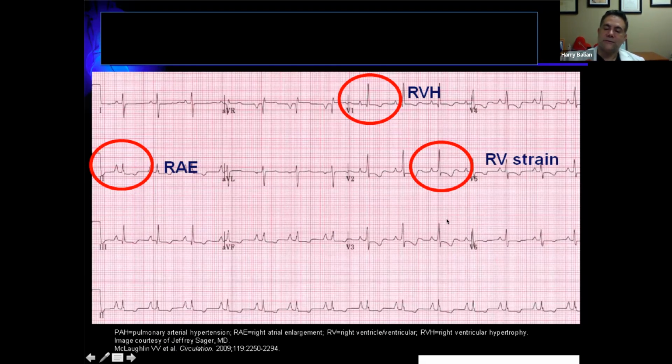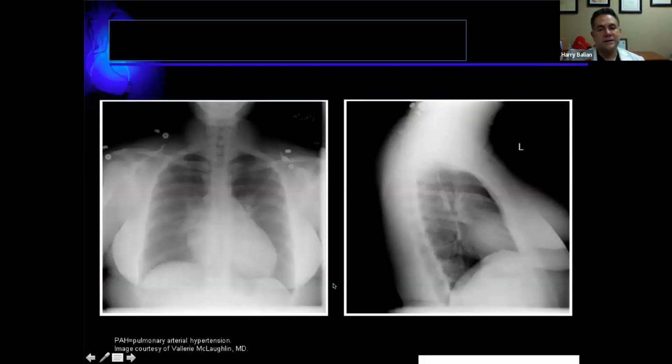This is classic RVH. The cardiac silhouette is very pronounced. This is the right ventricle, very much enlarged. This is the left ventricle. It's actually normal size. It's occupying half of the left side of the chest.